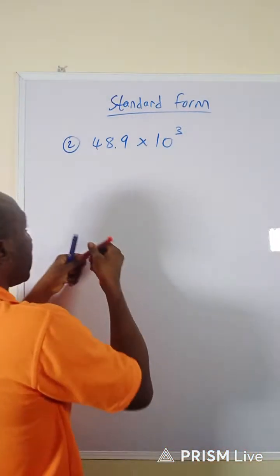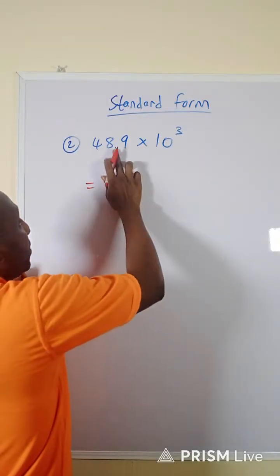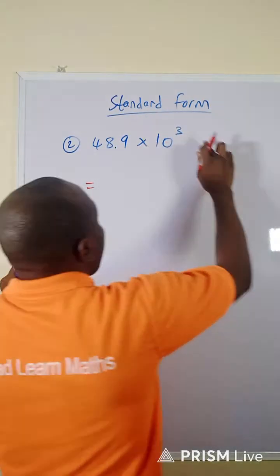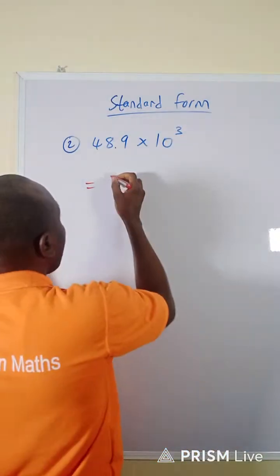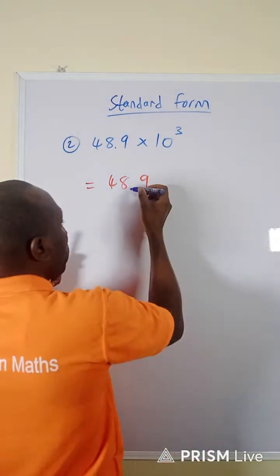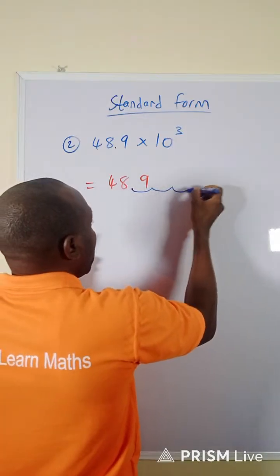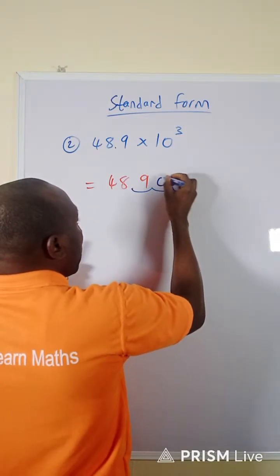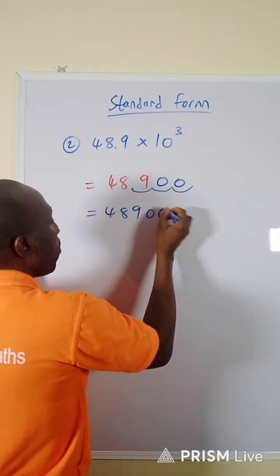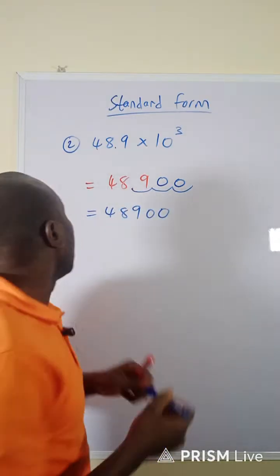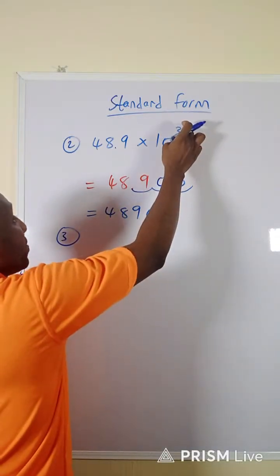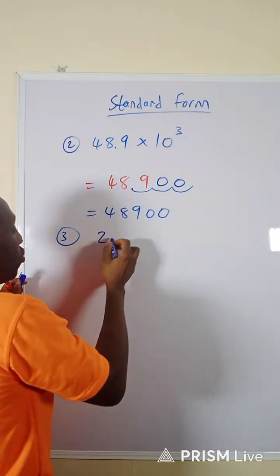Okay, so let's do this, guys. This will be equal to what? Raised to the power 3 means shift the decimal point to the right 3 times. So from here you do 1, 2, 3. There are 2 empty spaces, put zeros there. So this is 48900.